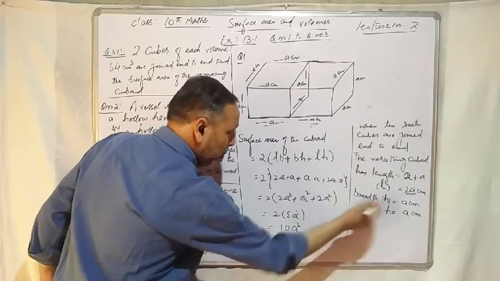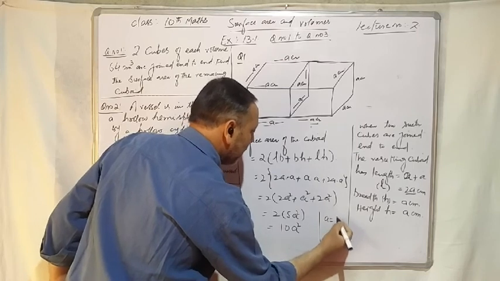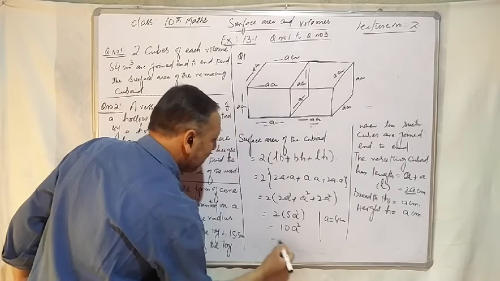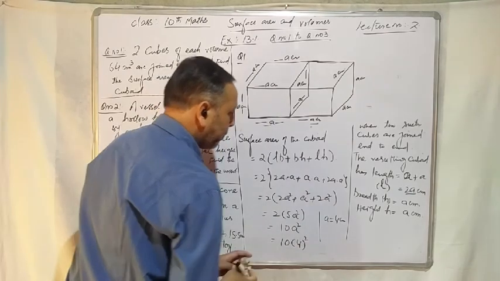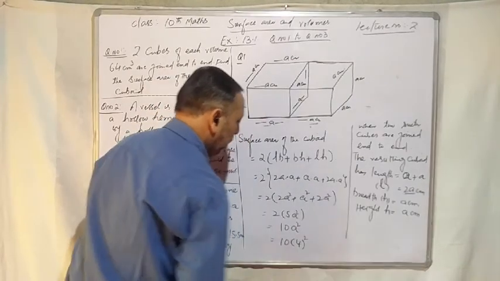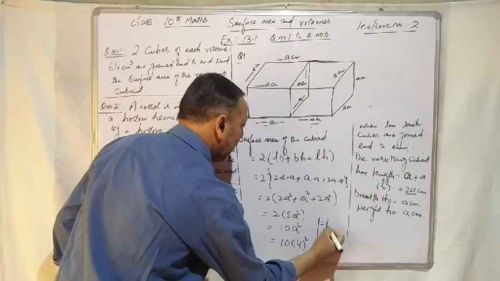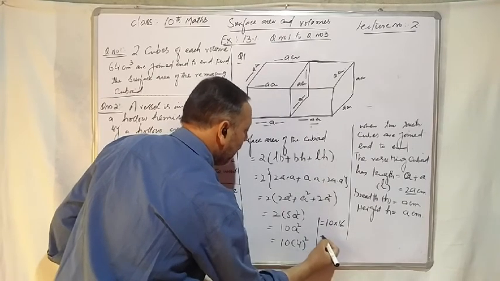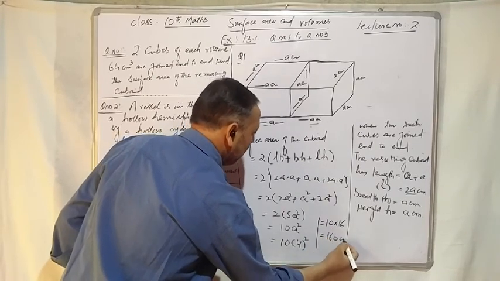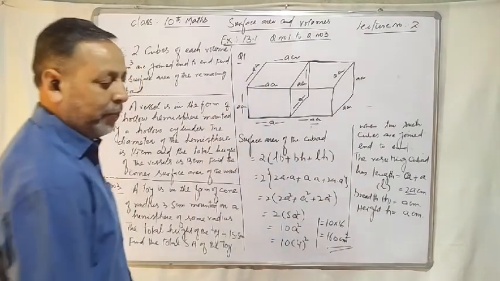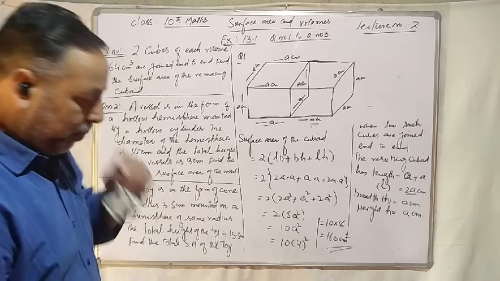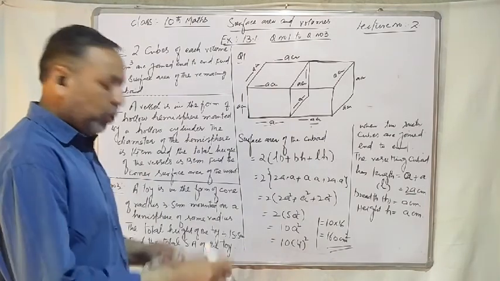Now we have just calculated that a is equal to 4 centimeters. So it is 10 into 4 squared, which is equal to 10 into 16. That means 160 square centimeters is the surface area of the resulting cuboid. Pause the video and note it down. Let's move to question number 2.